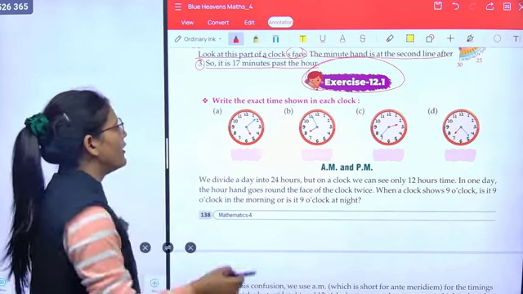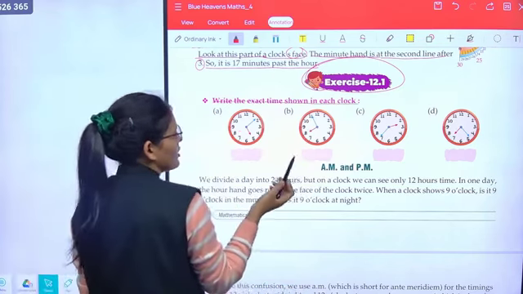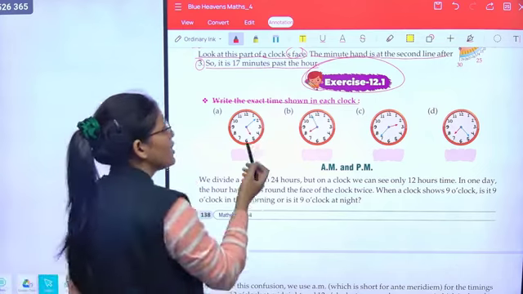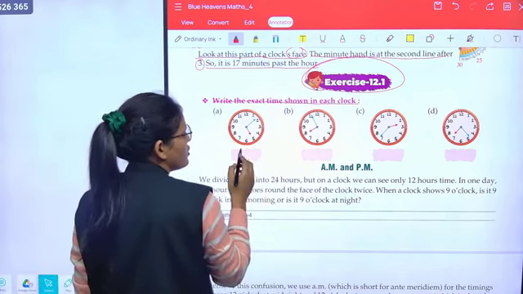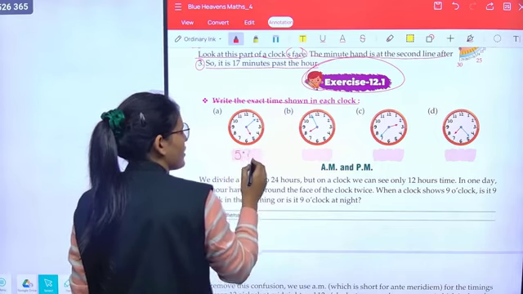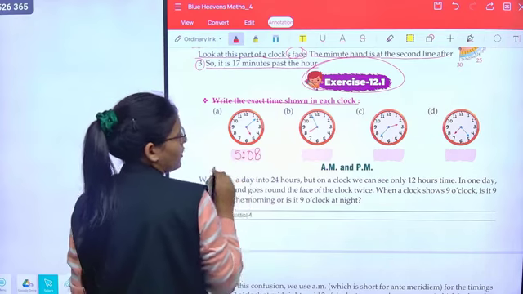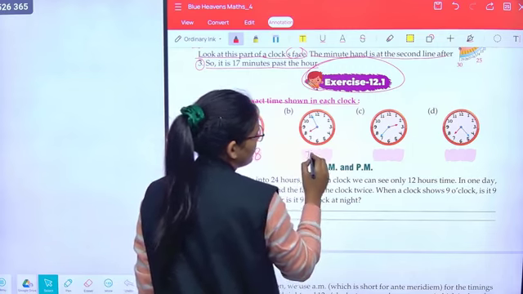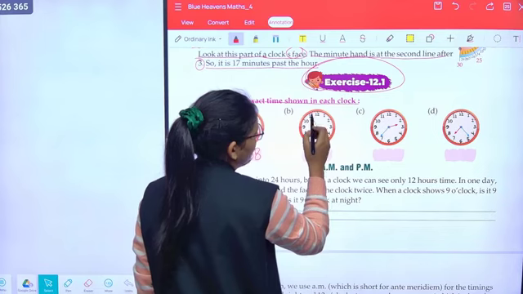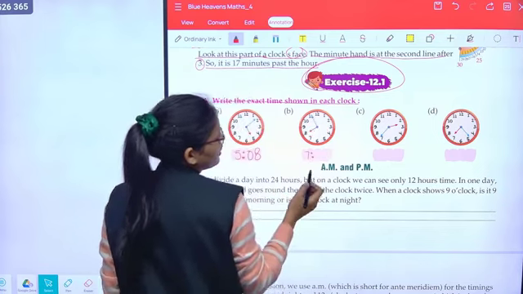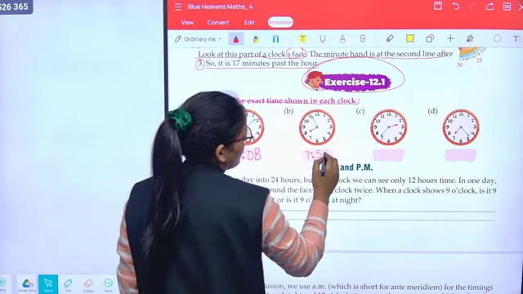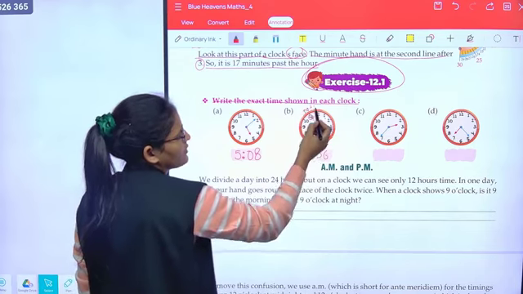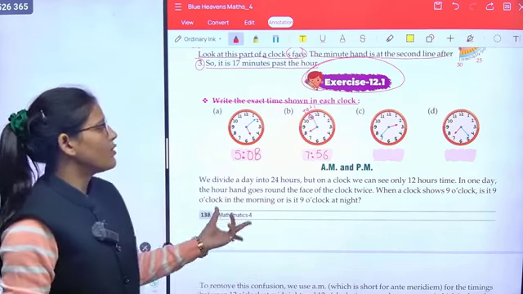Now come to exercise 12.1. Write the exact time shown in each clock. See class, here count the small dots. 5, 6, 7, 8, so it is 5:58. Now see, there is 7, then 1, 2, 3, so 7:56, because it is 55 and one more makes 56. The rest of the part, do yourself.